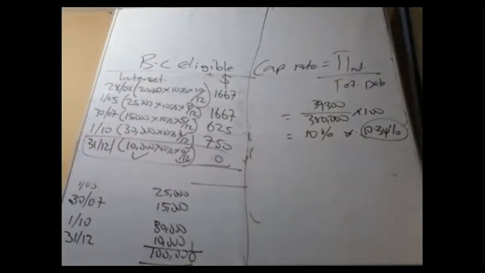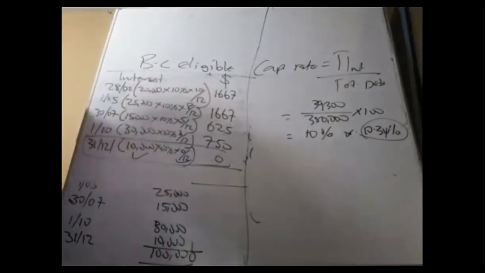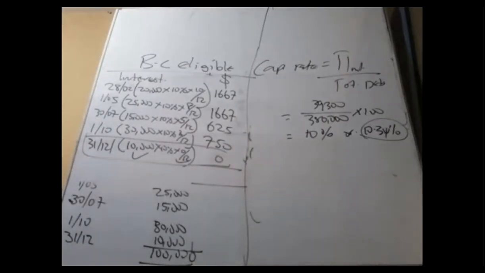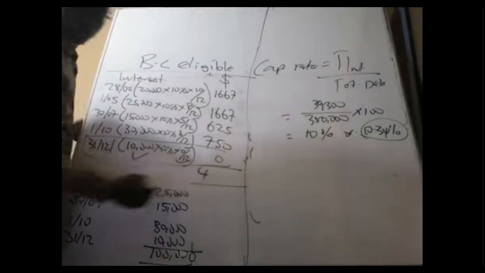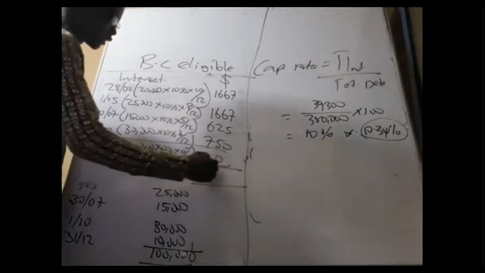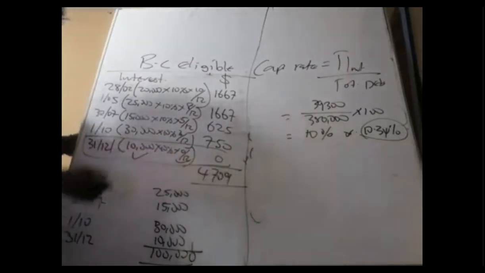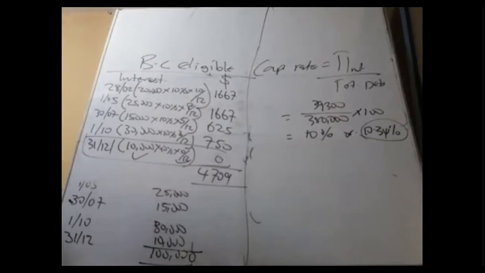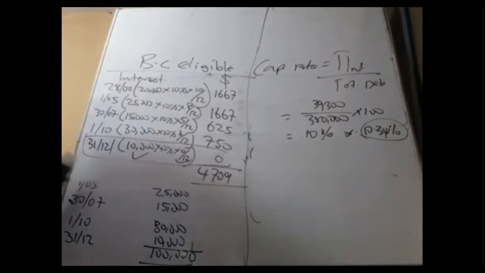And then the nil. Okay, so that's the end of it. Can you sum all up? 4,709. Perfect. So therefore, what will be the total cost of this equipment?